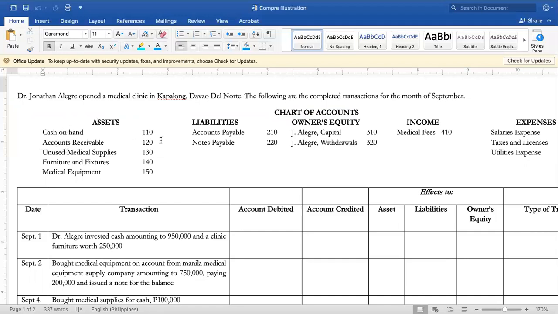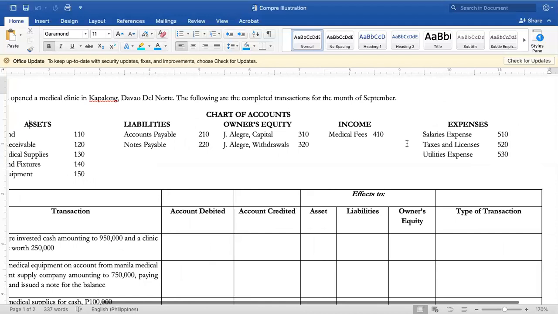You have 5 asset accounts, you have 2 liability accounts, and we have owner's equity: the capital account and the withdrawals account, named after Dr. Alegre because he is the owner. Dr. Alegre invests in the medical clinic and at the same time withdraws from the medical clinic. You have the income account, medical fees only, which is related to his practice. Then the expenses to be incurred by the medical clinic: salaries expense, probably for the assistant, taxes and licenses, and utilities.